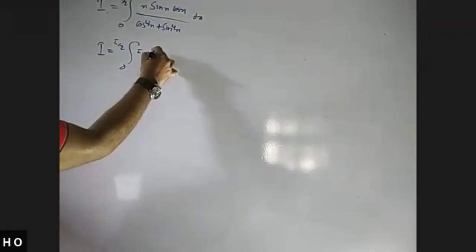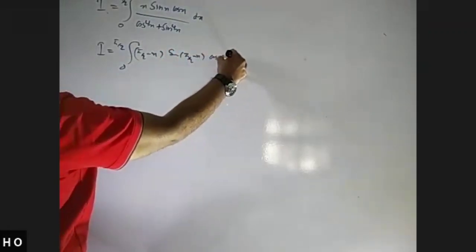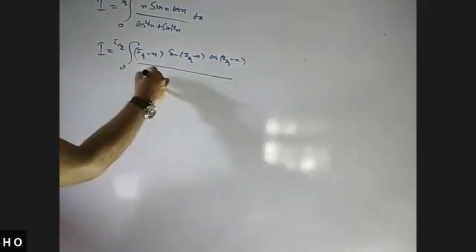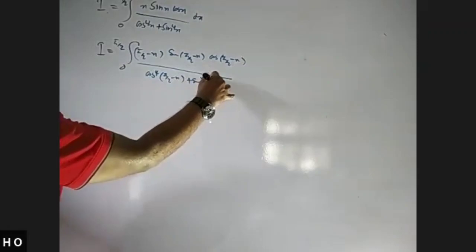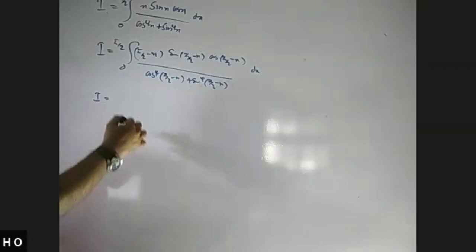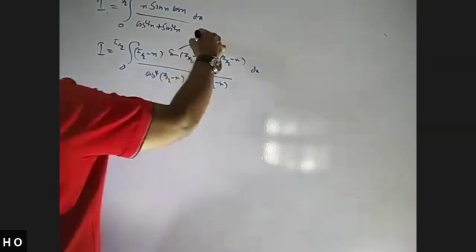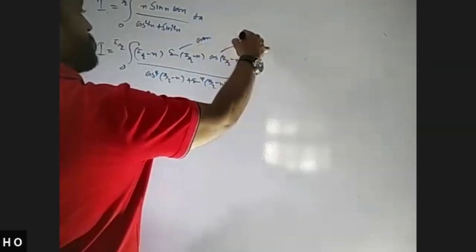So here you can see, by the above result, 0 to 5 by 2, all the x's should be replaced by a minus x. I mean, here it is 5 by 2. So it is 5 by 2 minus x: sin^5 (5 by 2 minus x) cos^6 (5 by 2 minus x) over cos^4 (5 by 2 minus x) plus sin^4 (5 by 2 minus x) dx. Further, cos of (90 minus x) means sin x.